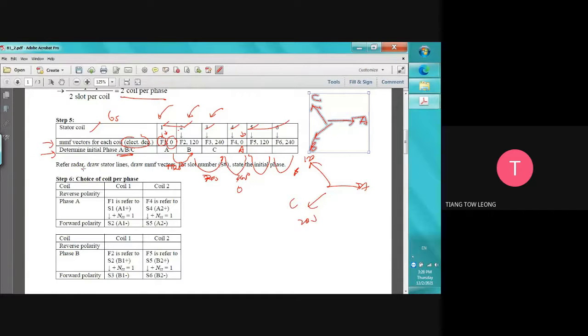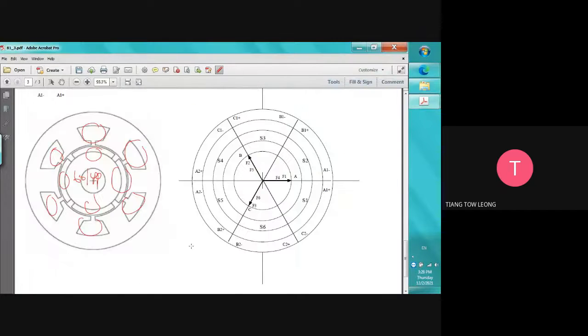So after that, we need to refer to the radar. So have a look on the radar. This is so-called radar. Okay. Then let me delete this one. Actually, this one is represented in the radar in the form by this theta is this line.